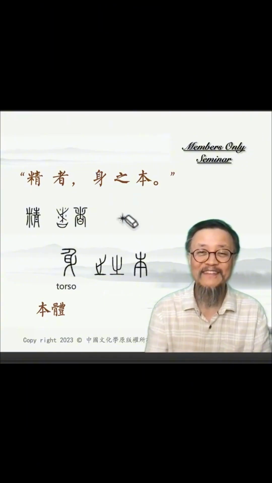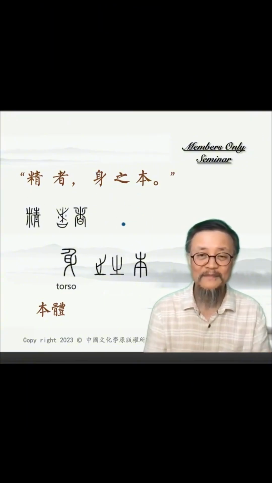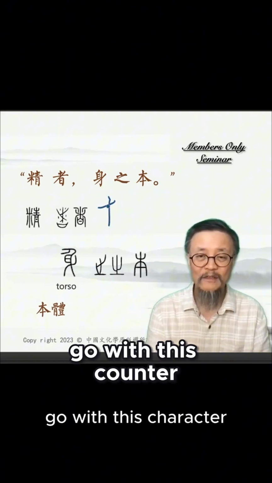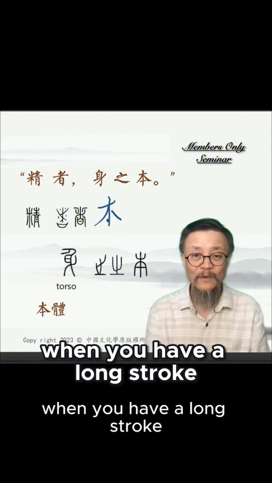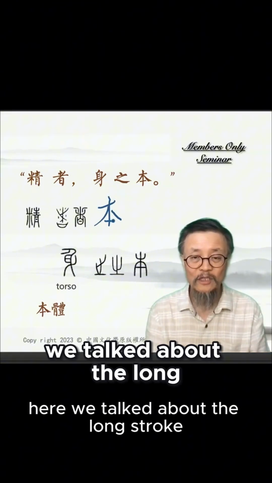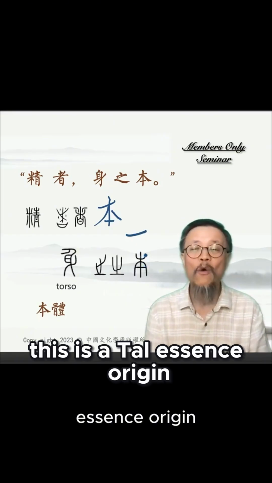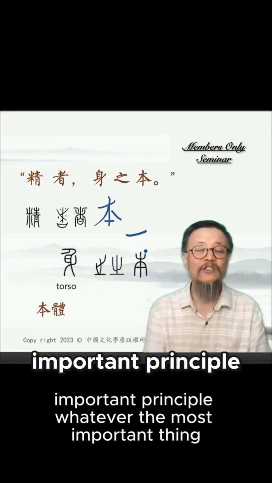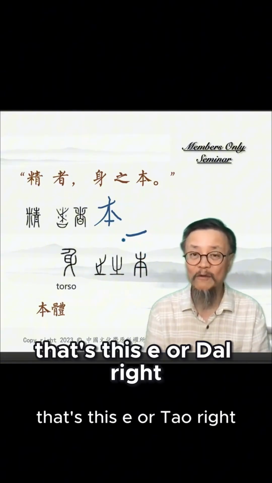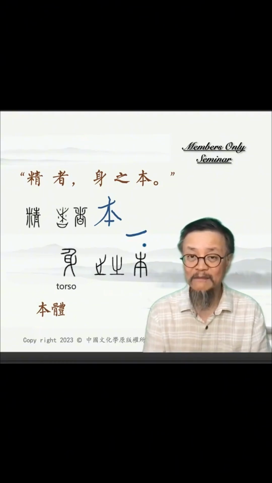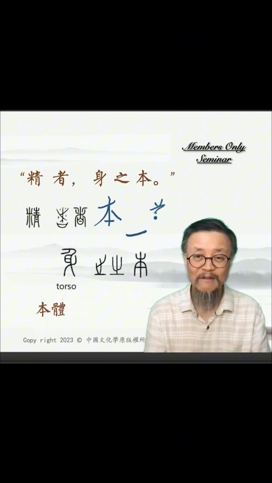What is 本? Remember? I'll give you 5 seconds. Think about it. Go with this character. It's pronounced mu, which is tree. When you have one stroke here, we talked about the one stroke. This is a Tao, essence, origin, important, principle, whatever, the most important thing. That's this Yi or Tao, right? Pronounced as Yi, but it's the simplest version of Tao. It's Tao.